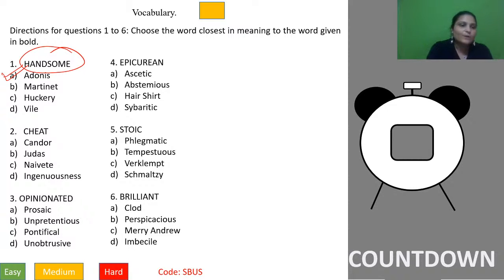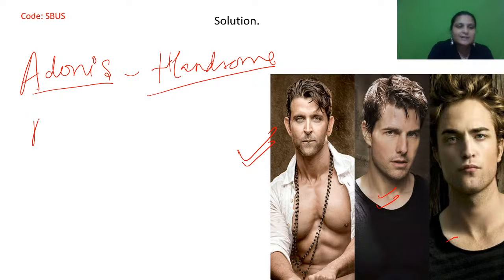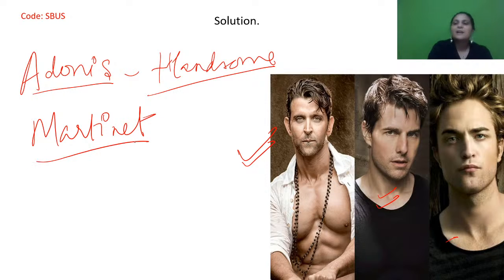All right. Now, there are other words called martinet, hucklery, and vile. So, martinet is somebody who's a strict disciplinarian. You might have somebody in your family who's very punctual, a strict disciplinarian.